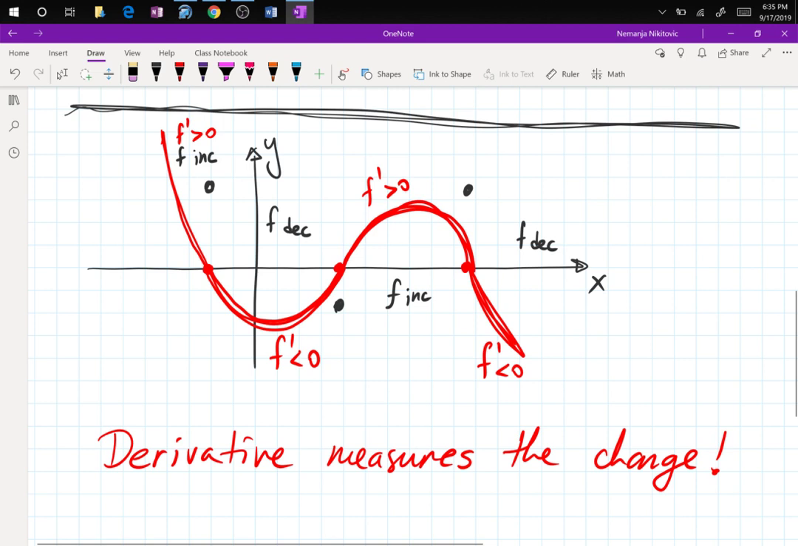That's much faster to look at and make split-second decisions than actually looking at the graph. The graph of the derivative is much faster to tell us growth or decay, the change that is happening, than if you look at the original problem.